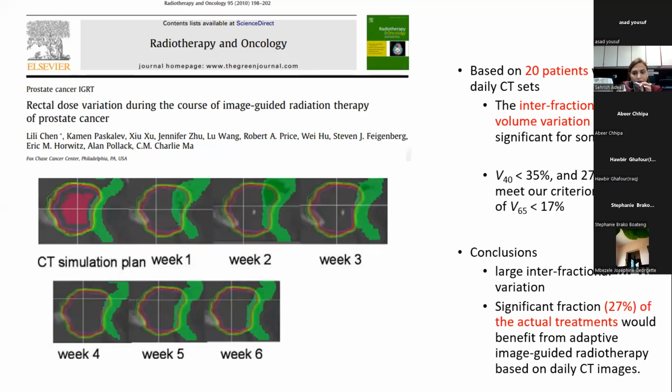The significant fraction, 27% of the actual treatment would benefit from adaptive image guided radiotherapy based on the daily CBCT images. So they can do the replanning for those patients, or they can strictly follow the bowel preparation protocols.